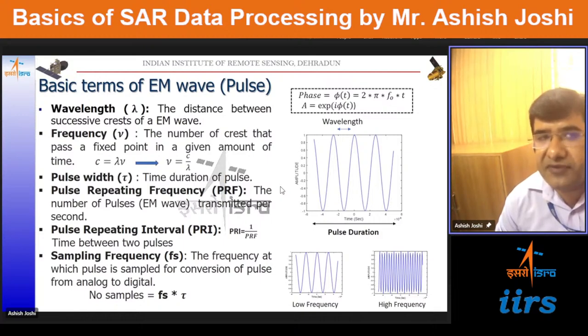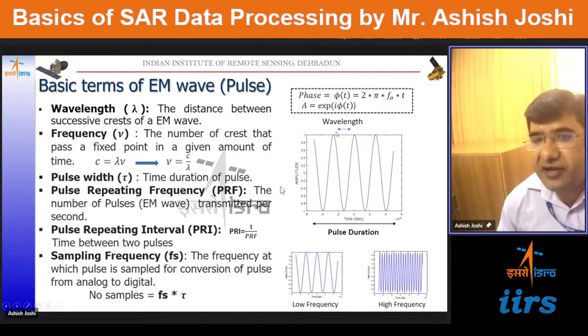Before going to the deeper concepts of range and azimuth compression, we will first understand what a pulse is, that is, what an electromagnetic wave is. An electromagnetic wave has some terminology: the wavelength, the frequency, the pulse width, pulse repeating frequency, pulse repeating interval, and sampling frequency. So this is an electromagnetic pulse or wave.